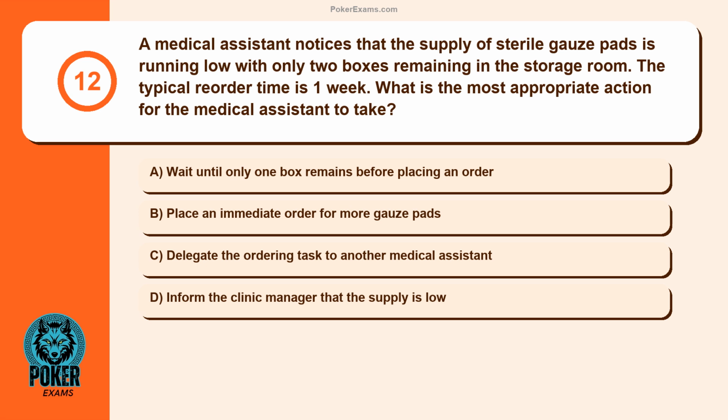Question 12. A medical assistant notices that the supply of sterile gauze pads is running low with only 2 boxes remaining in the storage room. The typical reorder time is 1 week. What is the most appropriate action for the medical assistant to take? Wait until only 1 box remains before placing an order. Place an immediate order for more gauze pads. Delegate the ordering task to another medical assistant. Inform the clinic manager that the supply is low.